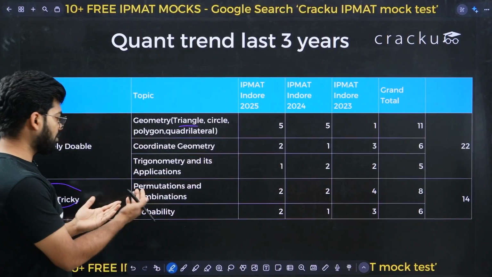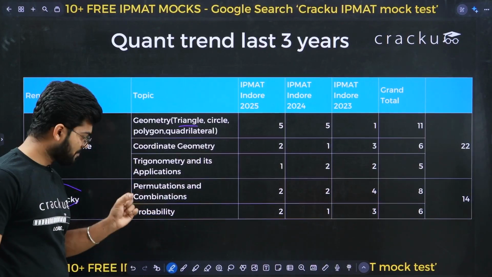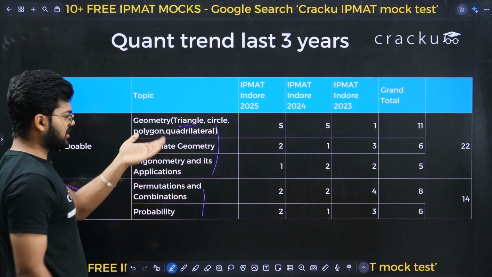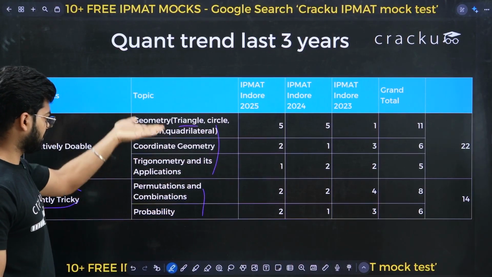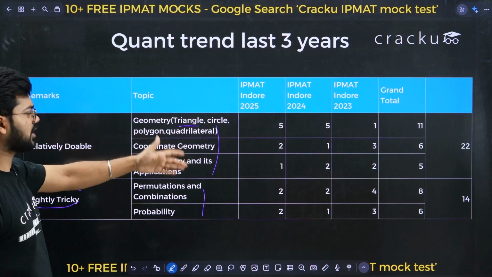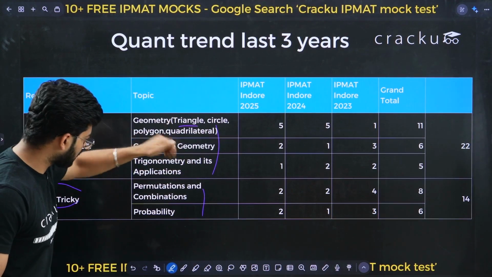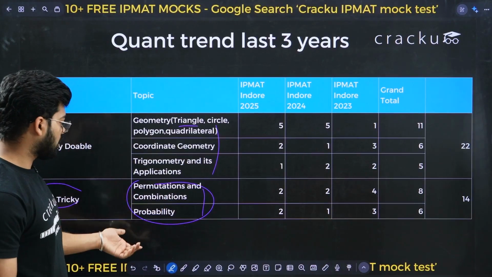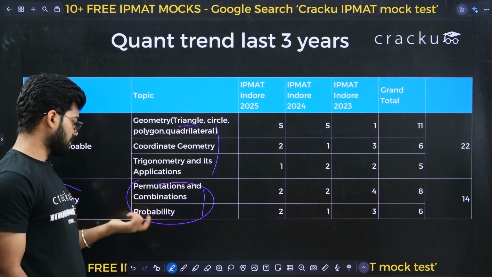And permutation and combination and probability, this is combined, right? And this is also combined. Everything can be used in these three. Like in geometry, if you studied about triangles, they can give you a triangle with coordinates and all. So this is all connected, and these two topics are also connected. Okay, now permutation and combination and probability.